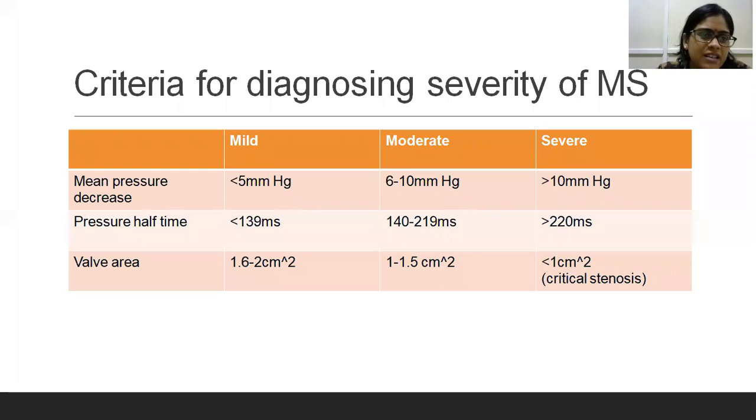When you have a mean atrial pressure gradient between the left atrium and the left ventricle, when your pressure gradient is less than 5 millimeters of mercury, it is mild. 6 to 10 millimeters mercury, it is moderate, and severe when it is more than 10 millimeters mercury. Also based on your valve area, when you have a valve area of 1.6 to 2 centimeters square, it's said to be mild. 1 to 1.5 is said to be moderate. Less than 1 centimeter square is severe mitral stenosis. This is also called as critical stenosis.